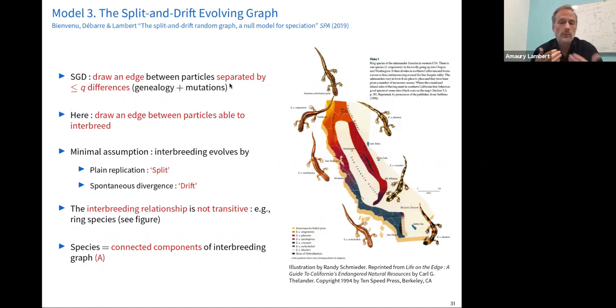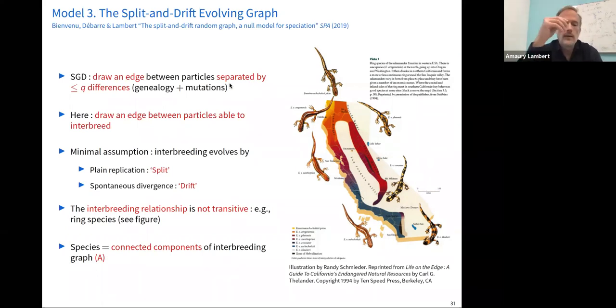And in the framework of systematics and the biological definition of species, you declare that an edge is present between particles as soon as they are able to interbreed. Our goal here was to have a simple model where interbreeding edges evolve by replication when the particles split, and by spontaneous divergence, which we call drift, when the edges, after some random time, spontaneously disappear.